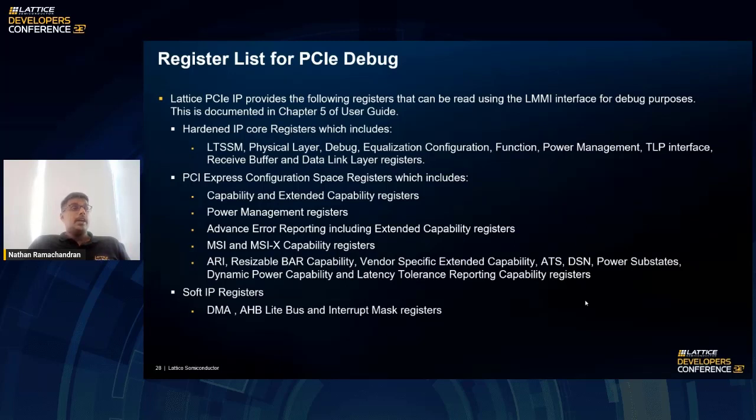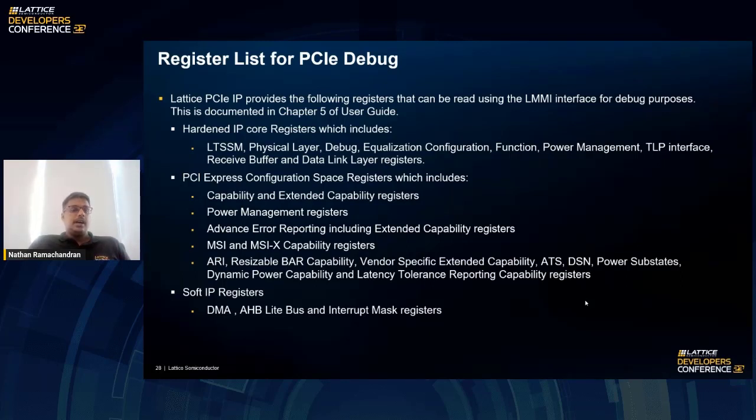Okay, and equalization configurations, power management related registers, and the TLP interface. We also have the parallel bus, the TLP interface. It has the start of packet indicator, end of packet, receiver buffer overflow, underflow, and data link layer related registers, whether there's a DLLP update, progress acknowledgement. Those types of information are captured as registers. So this is also available in chapter 5 of the user guide.